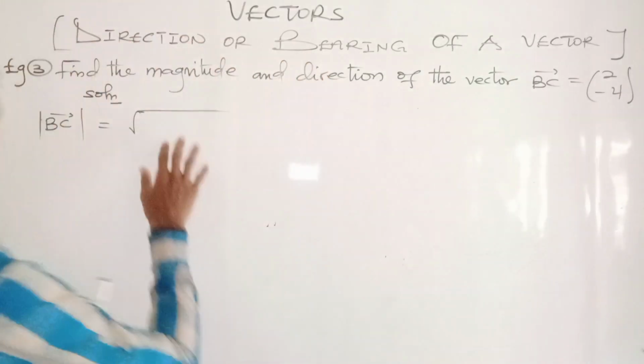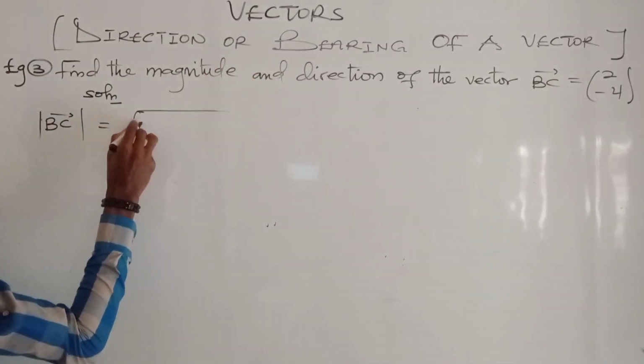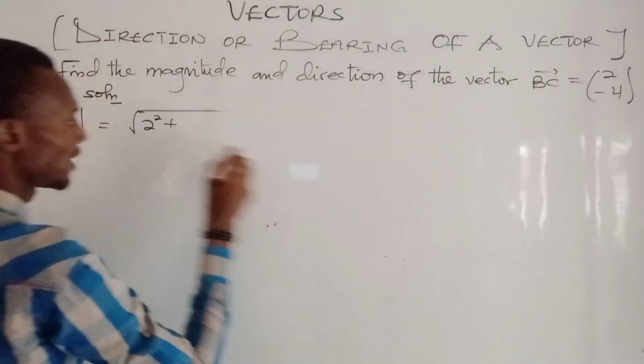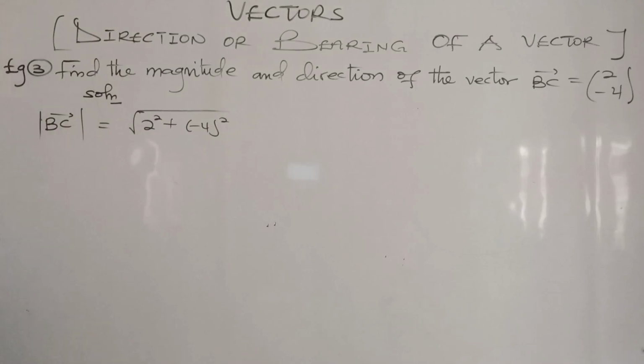Okay, so this is my square root. So when I take the 2, I will square it. So you square your 2, plus when I take the minus 4, I will square it. So this is what you need to do. And from here, we just need to simplify further.